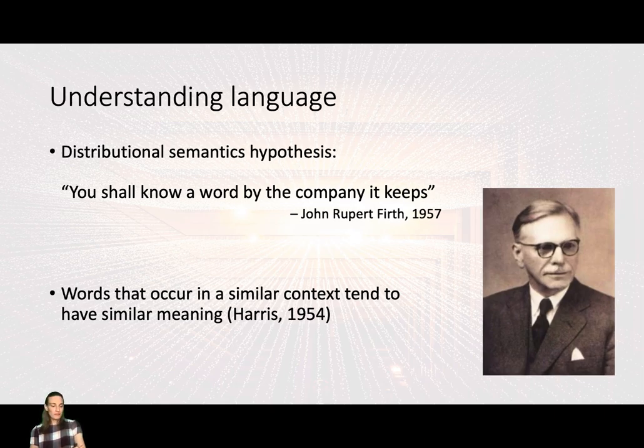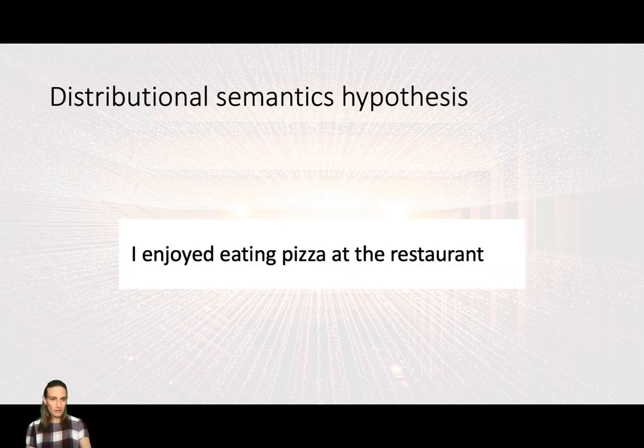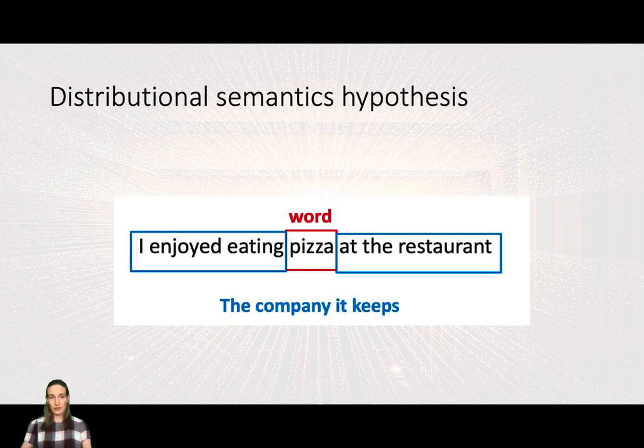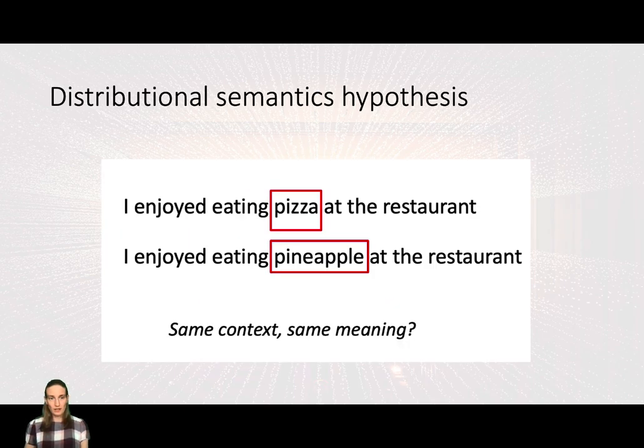Next, I want to talk very briefly about natural language processing. While there has been classic natural language processing, the main advance recently has been based on something called the distributional semantics hypothesis, which is basically developed by John Rupert Firth, and it says you shall know a word by the company it keeps. Or we can look at it as words that occur in a similar context tend to have a similar meaning. Okay. What does that mean? Again, we're going to go into a little bit more detail later on. I enjoyed eating pizza at the restaurant. You shall know a word by the context it has. We'll know that something is pizza by looking at the company it keeps.